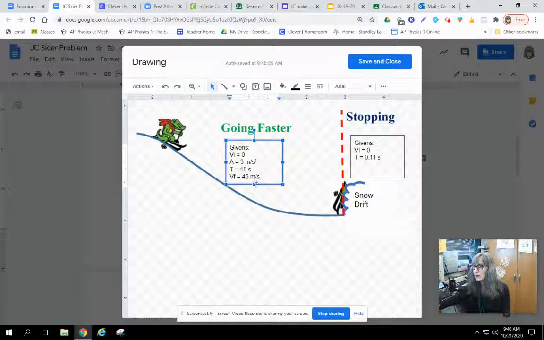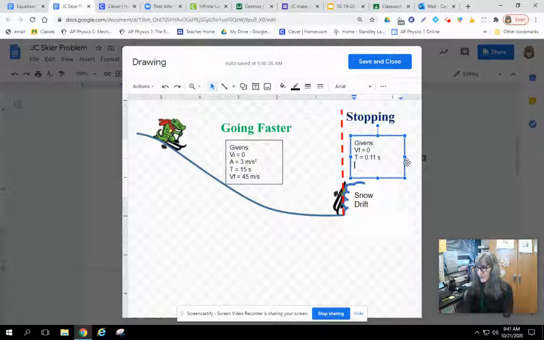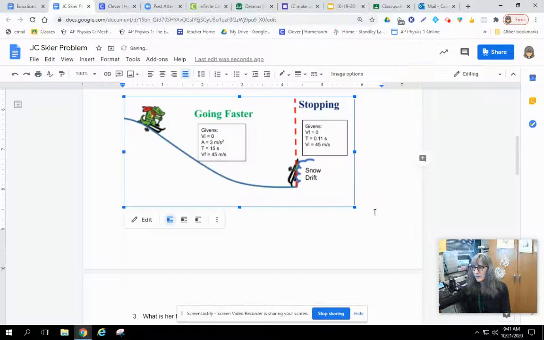But that's no longer a VF. In the snowdrift part, that's her starting speed. So the VF that she had going down the hill becomes a VI going into the snowdrift. That can happen. You can actually change whether it's an initial speed or a final speed depending on which part of the problem you're looking at. So the V final at the bottom of the hill is the V initial going into the snowdrift. She starts at 0, goes to 45, goes from 45 to 0. And so it's the context that tells us whether it's a VI or a VF.